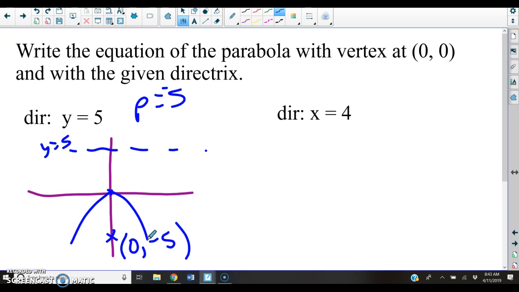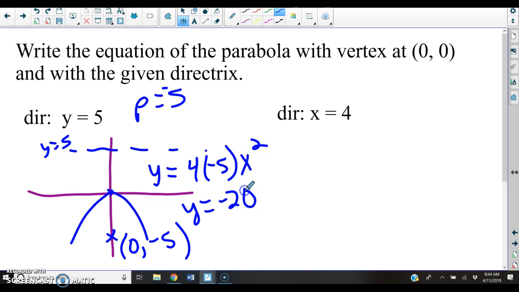So my equation, I believe, will be, I got to figure out what my coefficient will be, but this is going to be y equals 4 times negative 5 x squared. So y equals negative 20 x squared. There's my equation.